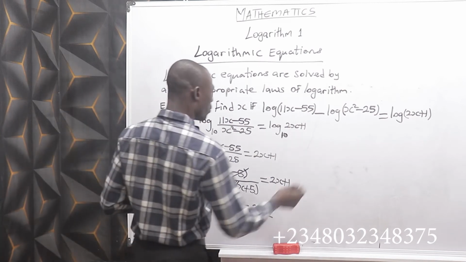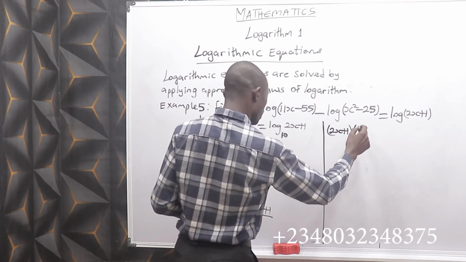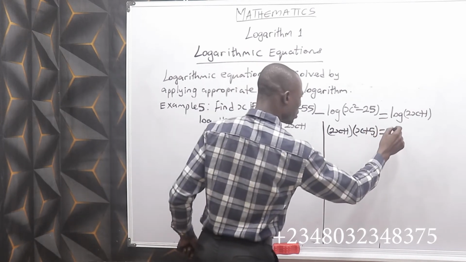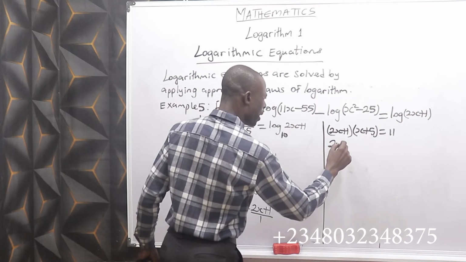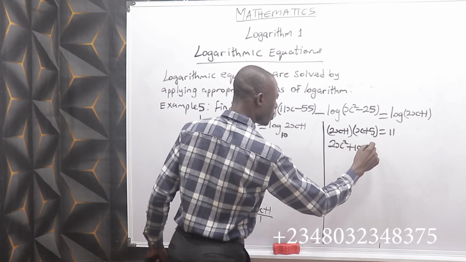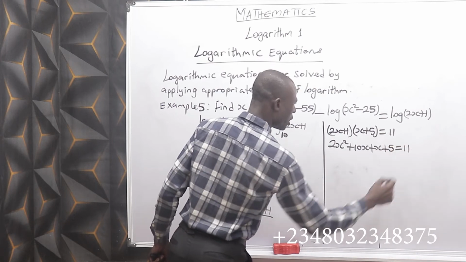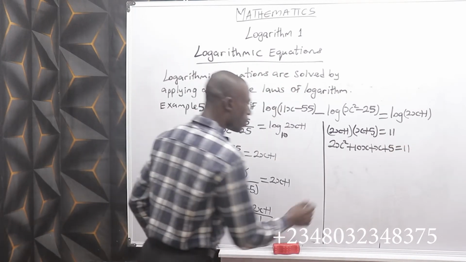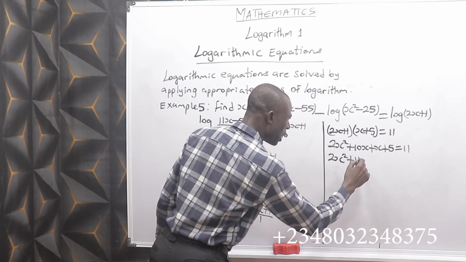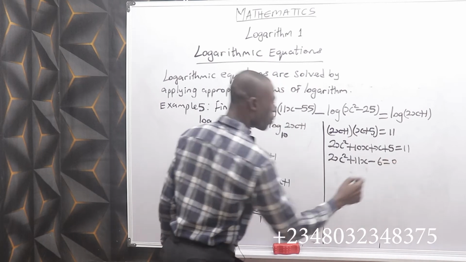Cross multiplying, we have (2x plus 1) into (x plus 5), which is equal to 11. This gives 2x squared plus 10x plus x plus 5, which is equal to 11. Are we together? 2x squared plus 11x minus 6 equals 0.